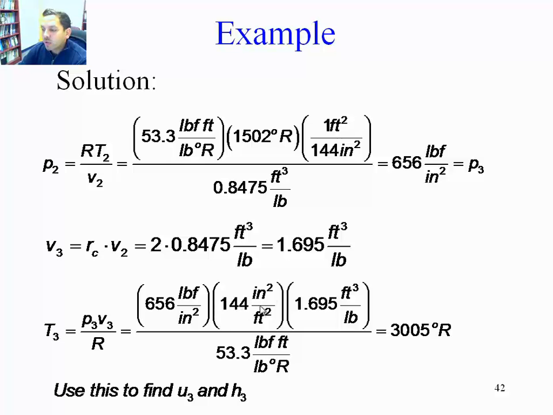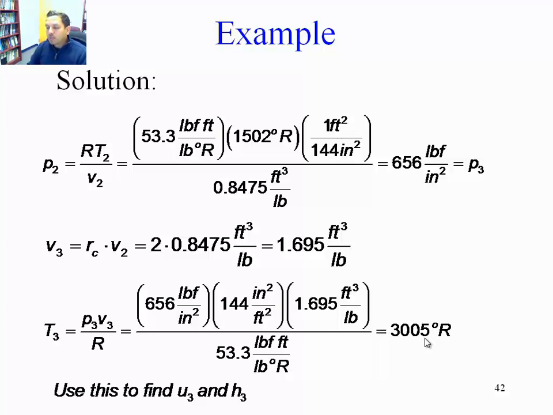The conversion between square inches and square foot is 144, so that we can get rid of the square foot here and the volume. And the R is 53.3 pound-force feet over pound mass Rankine. That leads to a temperature 3 after the combustion process of 3,000 Rankine. So it's a very large temperature that diesel engines see.